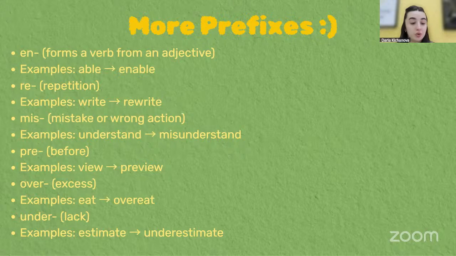And we have got under, it means lack. Estimate, underestimate, cook, undercook. So it's not ready now. So here you can see that different prefixes can change the meaning of our verb to different meanings. So you can use this just to think in the context what you need to do in this or that case.